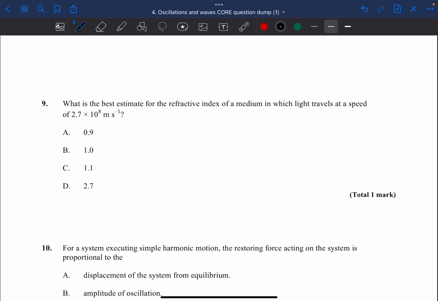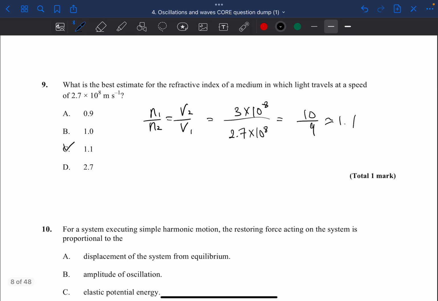Okay, refractive index. So the equation for this is also in the data booklet. So n1 over n2 equals v2 over v1. So here 3 times 10 to the power of 8 over 2.7 times 10 to the power of 8, so it's around 1.1. And you need to remember that the value of refractive index can never be smaller than 1, because no particle in this universe can travel faster than the speed of light.